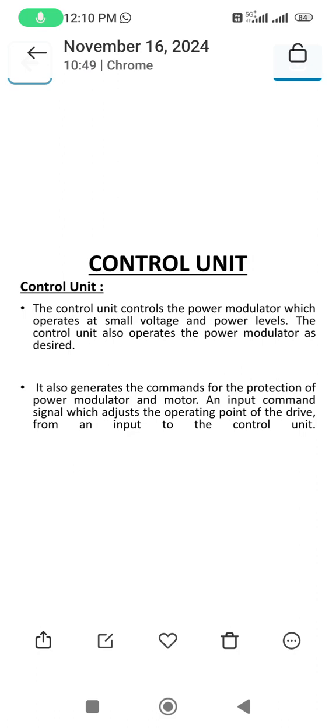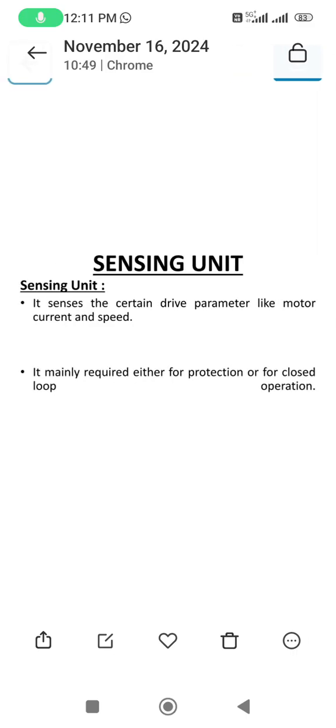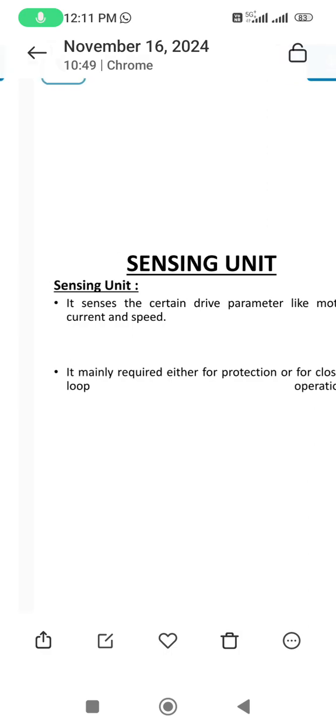The control unit controls the power modulator, which operates at small voltage and power level. The control unit also operates the power modulator as desired. It also generates commands for the protection of the power modulator and motor. An input command signal which adjusts the operating point of the drive is an input to the control unit. We are going to have the sensing unit next. The sensing unit senses certain drive parameters like motor current, speed, voltage, everything. It is mainly required for protection of the closed loop system.